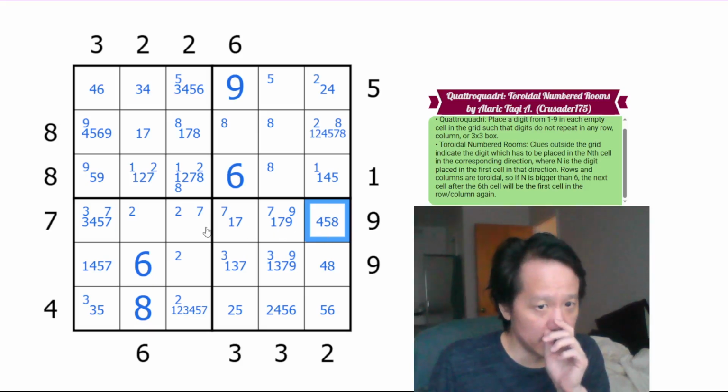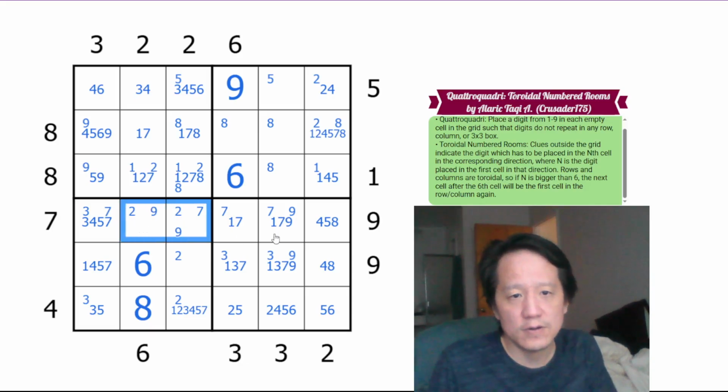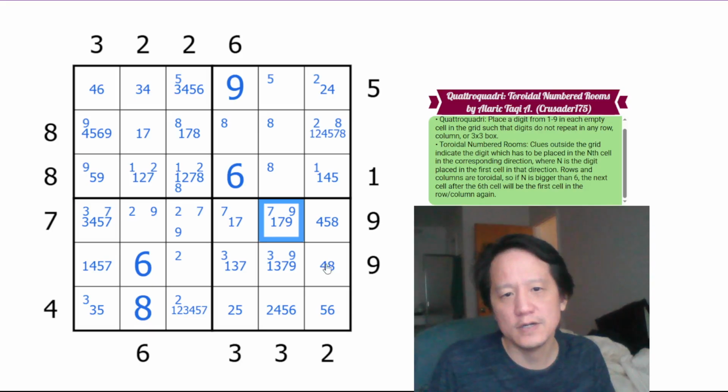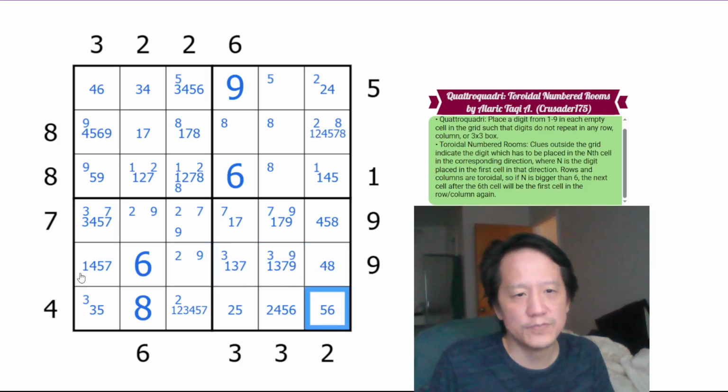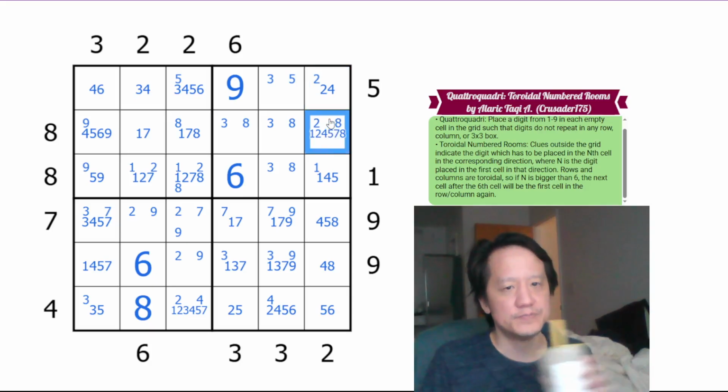9 can be in 4, 5, or 8. And this 9 can be in 4 or 8. 1, 2, 3, 4, or 8. This 4 can be in 3 or 5. So 4 is one of those two. This 3 can be in 2 or 5. So 3 can be one of those two. Then we have 2, 4, 5, 6 as 3s. And then 2 has to be in 5 or 6 here. Okay.